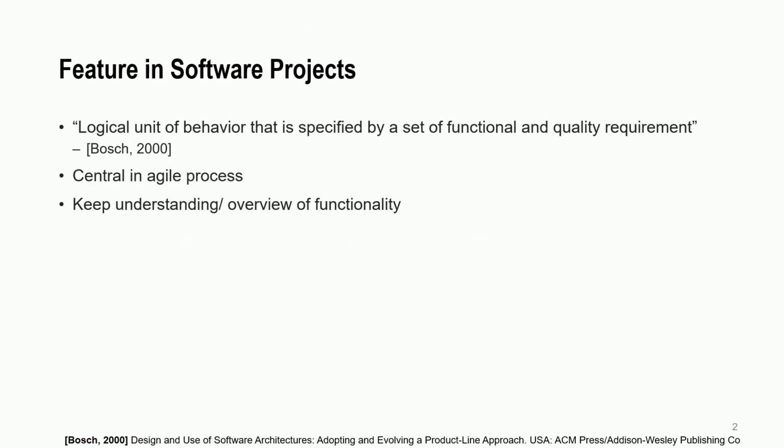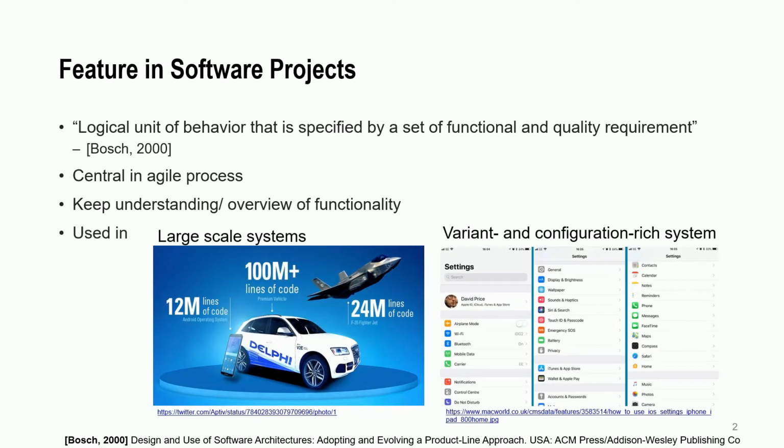Software features are defined as logical units of behavior that are specified by a set of functional and quality requirements. They are central in agile processes and serve to keep an understanding and overview of the functionality of software projects. They are also used, for example, in large-scale systems and variant-rich systems such as the Linux operating system, the Marlin 3D printer, or Clever web tools.